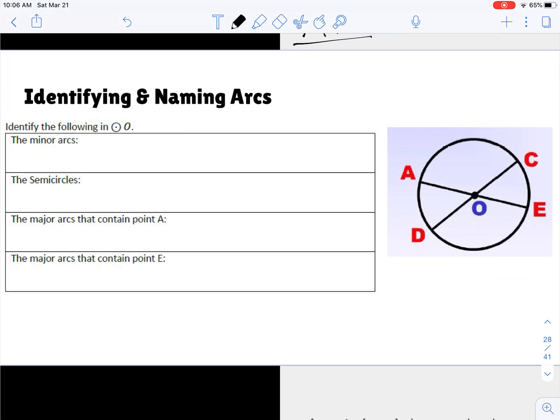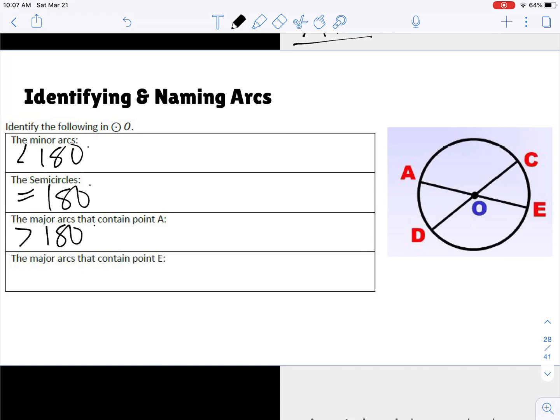There are special ways to identify arcs. We can identify minor arcs, which are smaller than a half a circle. A semicircle is a half a circle, meaning it's 180 degrees exactly, because we know there's 360 degrees in a circle. So a semicircle would be half of that, 180. Then we have major arcs, which are larger than a semicircle, larger than 180. So minor arcs are less than 180. Semicircles are equal to 180 degrees. And major arcs are greater than 180 degrees.